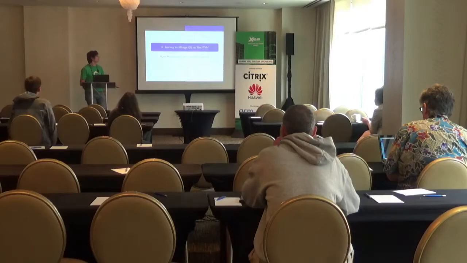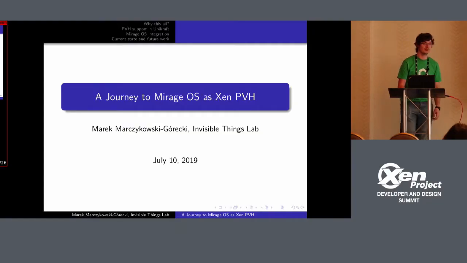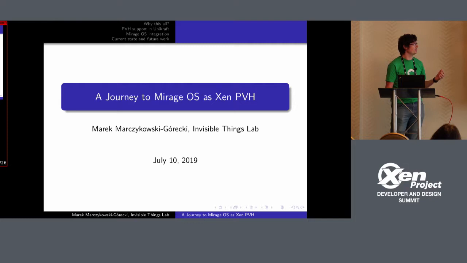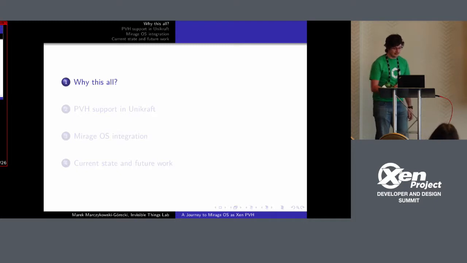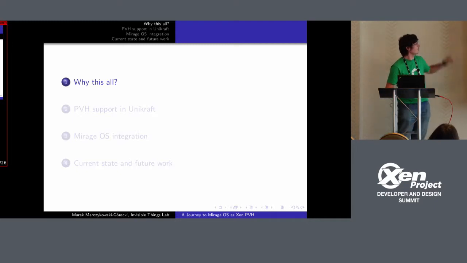I will talk about some experiences at this state of Mirage OS as a PVH Xen domain. So, why all of this? There will be some motivation, then the status of PVH in Unikraft and some progress in that.